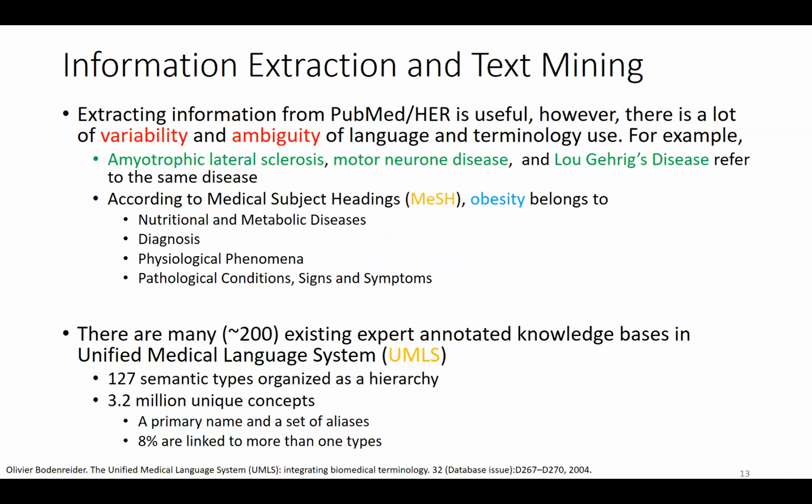So as you can see, information extraction and text mining plays a key role in knowledge graph construction for healthcare. However, natural language could be very ambiguous. For example, one disease may have different names. Or one name, such as obesity, can point to different diseases, diagnoses, phenomena, or symptoms. So there are many existing annotated knowledge bases. You need to link the text to existing knowledge bases to leverage all of them for the inference. So the scale of the knowledge bases are usually very large and cover many subdomains.